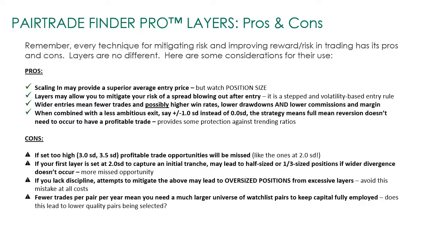Next, if your first layer is set at 2.0, because you want to make sure you get in a trade, and 2.0 is a reasonable place of entry, it may not go past that. It may only go to 2.2, 2.3, and that means you're half-sized or 1/3 position sized in the trade, because you have to watch your position size. You don't layer in full position size at each layer, because you'll be way over risk weighted in that trade. So instead of 10,000 a leg, you're going in at 5,000 per leg twice, or at 3,300 a leg 3 times. And if it doesn't diverge wider, you've got more missed opportunity.